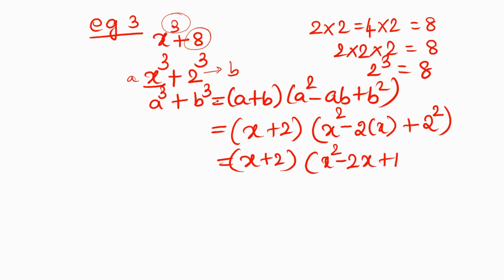So x plus 2 is one term, x square minus 2x plus 4 is another term. Here x plus 2 is a binomial term and x square minus 2x plus 4 is a trinomial term.